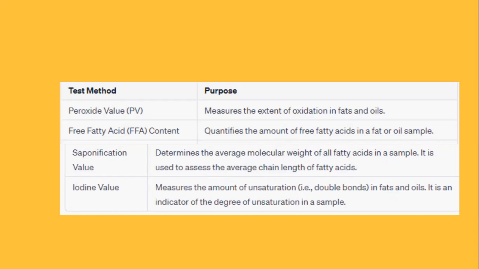Now, coming to the next one, iodine value. It measures the amount of unsaturation or number of double bonds in the fats and oils. It is an indicator of the degree of unsaturation in a sample. Okay, that is iodine value.